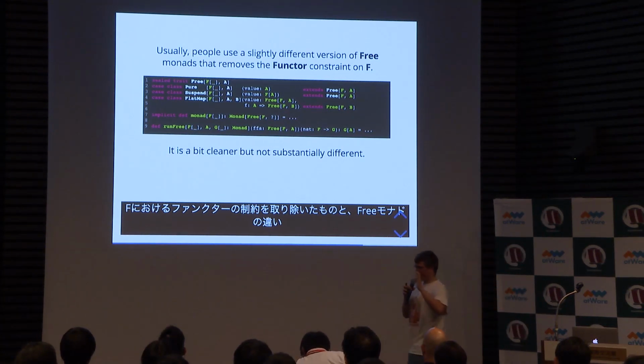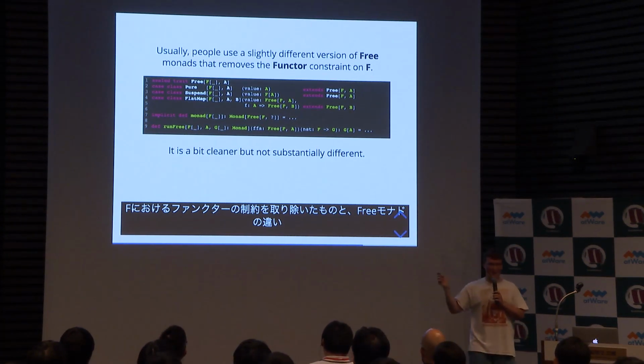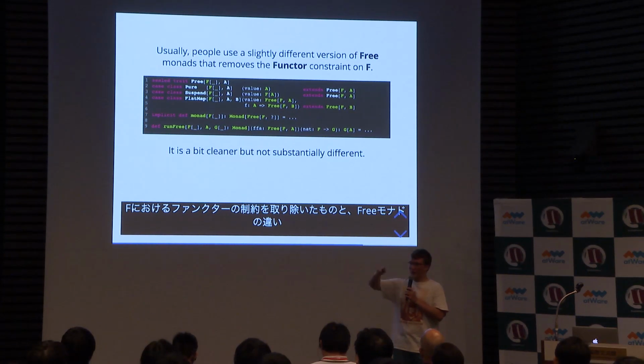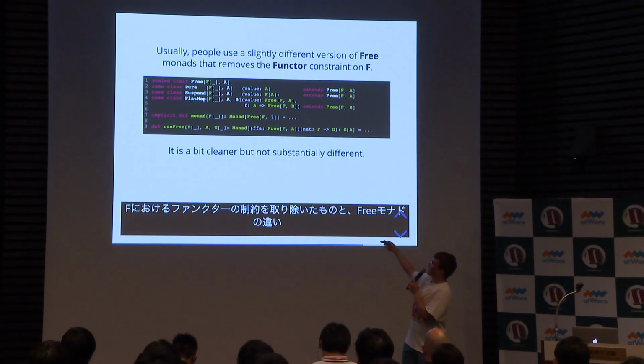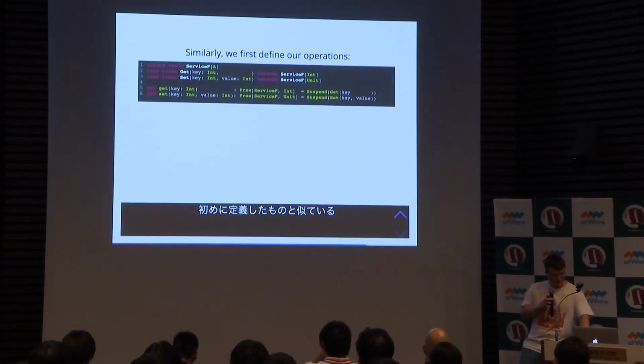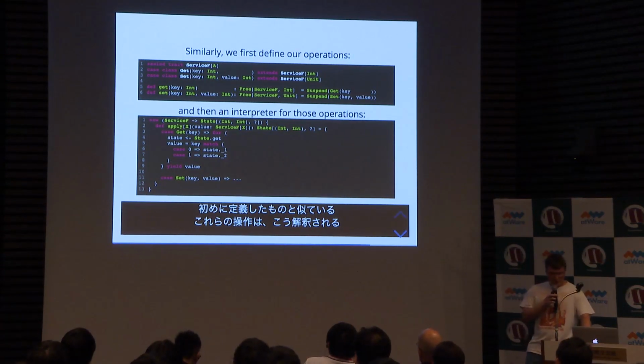Now, in Scala and actually in Haskell as well, people normally use a different representation of free. Before, we had this problem where, in order to have a sequence of actions, we had to have a hole in our type so that we could store the rest of the sequence. But you can use a different representation, where instead of a list kind of structure, you have an additional constructor that allows you to concatenate one computation together with its tail. It's a little bit cleaner to use, but it's not substantially different. It's the same idea. And we can also define our operations and an interpreter for those operations.